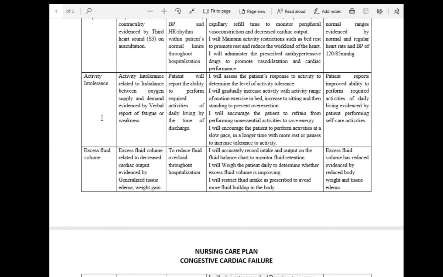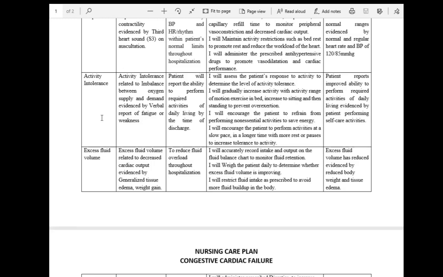So here you find that because there is an imbalance between the oxygen supply and the demand of oxygen by the body, there will be less oxygen going to the tissues, therefore there will be situations or cases of tissue hypoxia and all that. So that will now manifest in fatigue and weakness, causing activity intolerance in our patient.